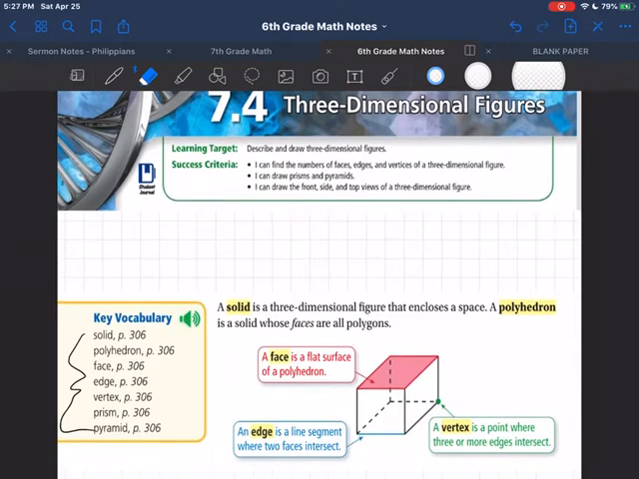A solid is a three-dimensional figure that encloses a space. Okay, so it encloses a space. A polyhedron, which is a big word in math, is a solid whose faces are all polygons. Polygons are squares, rectangles, triangles, circles, hexagons, octagons, all the gons basically.